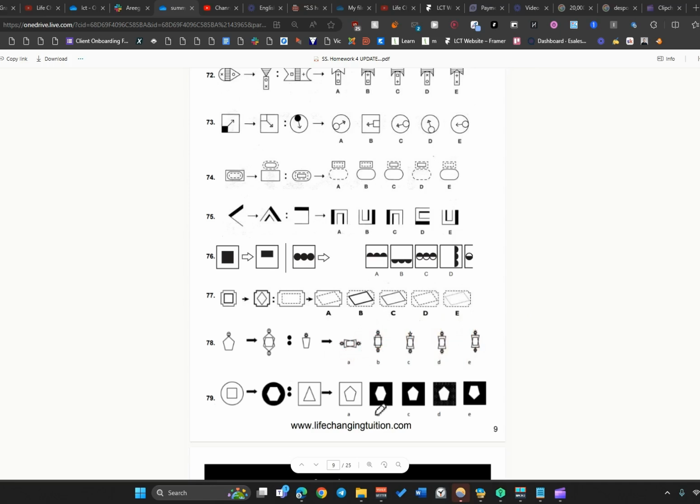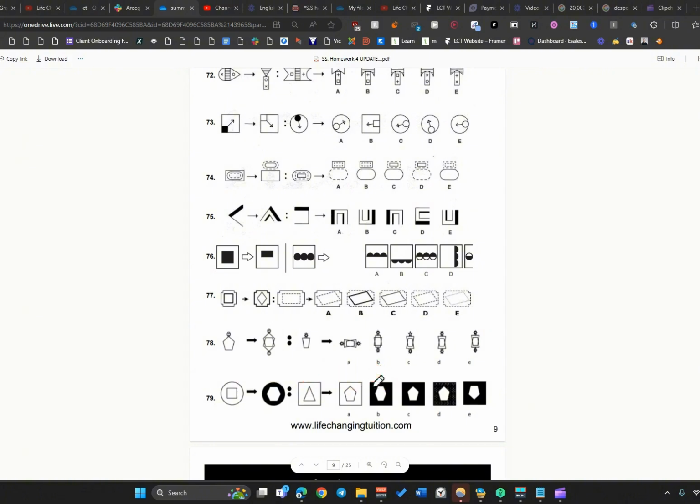So finally, question 79 here. First of all, the middle shape changes from a square to a hexagon. So what I'm seeing there is it goes from 4 to having 6. So what I'm assuming might happen is this one might go from 3 to 5.